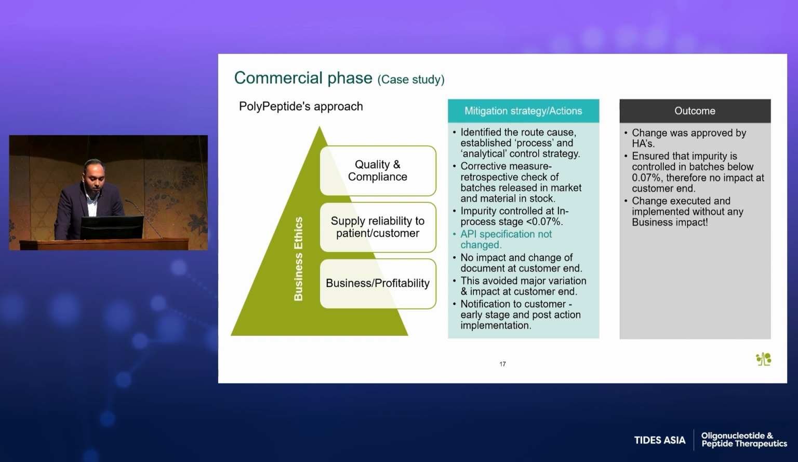This avoided major variation and impact at the customer end, and notification to customers was proposed at an early stage and post implementation. So the outcome was that the change was approved by health authorities, and it ensured that the impurity is controlled in the batches below 0.07%. Therefore, no impact at the customer end. The change was executed and implemented without any business impact.